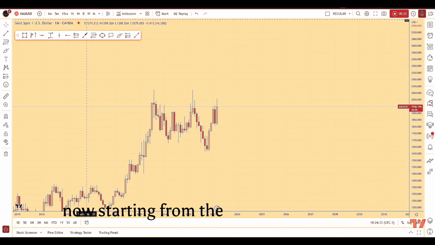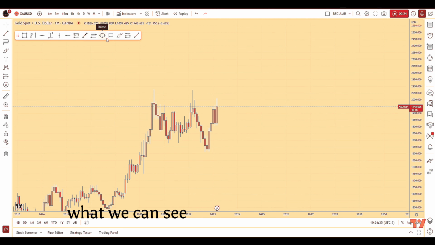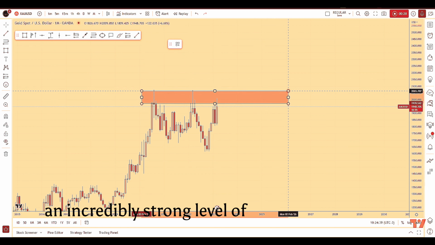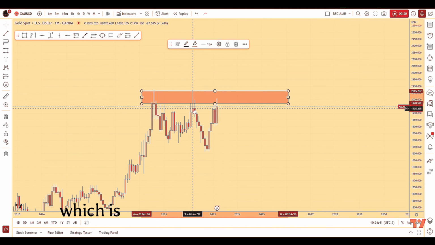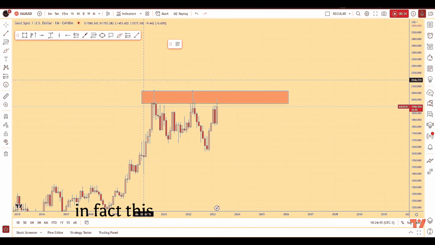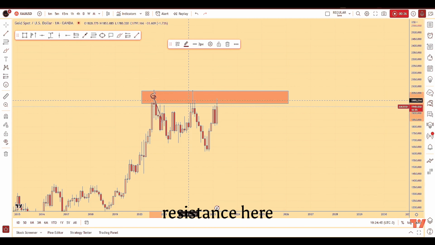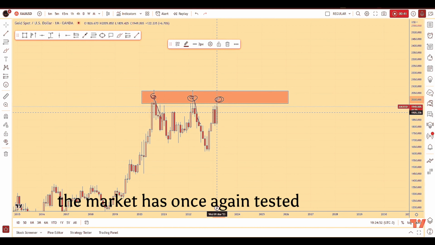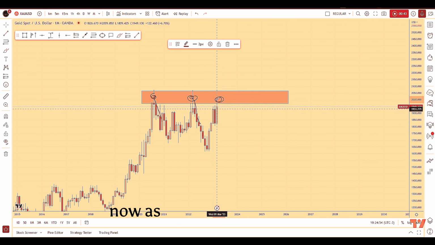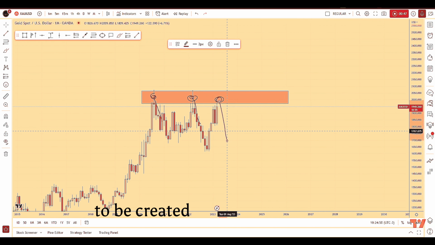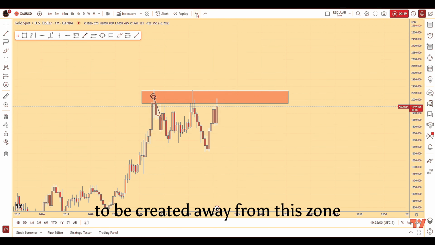Now, starting from the monthly time frame, what we can see is that we have a market which at the moment is testing an incredibly strong level of monthly resistance, which is actually a historical structure level for this market. In fact, this zone was acting as previous resistance here, again, resistance here, and at the moment the market has once again tested this exact same zone.